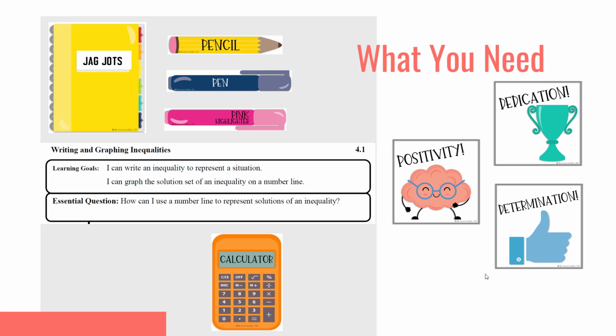You're going to need your Jaguar dots, a pen or pencil. Highlighters might be useful today. You'll need to be on 4.1, page 2 in chapter 4. You will need your positivity, your dedication, and your determination. And let's go ahead and get started.